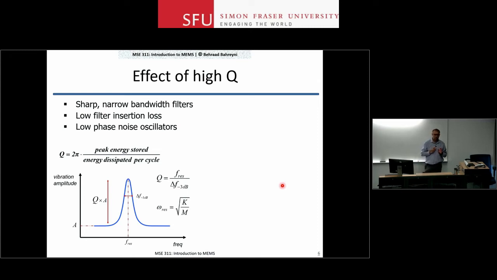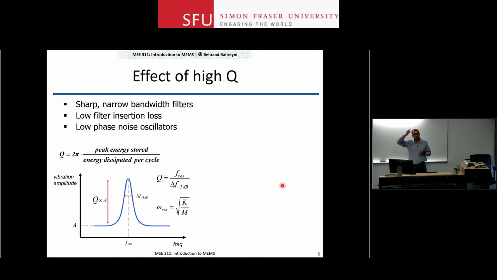What do we mean by high? Well, Qs for MEMS resonators that are designed to have high Q can range from about 10,000 to more than 1 million. Just to let you make sense of that, consider a 1 megahertz quartz crystal or MEMS resonator with a Q of 1 million. What that means is that if you just make it vibrate with a shock, the ringing will take about 1 second to die off.